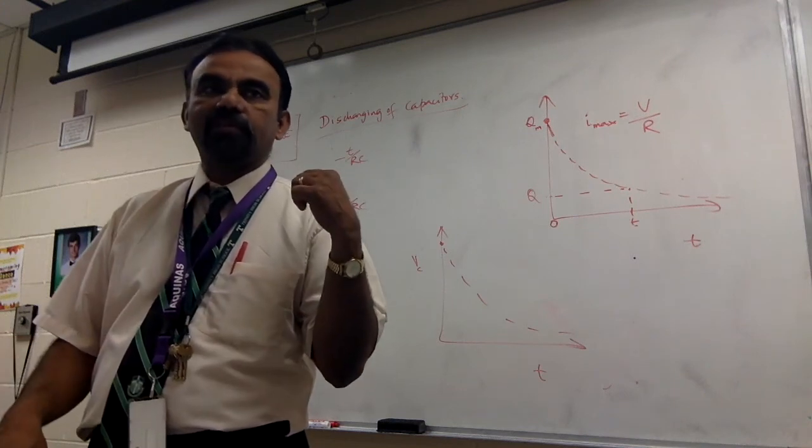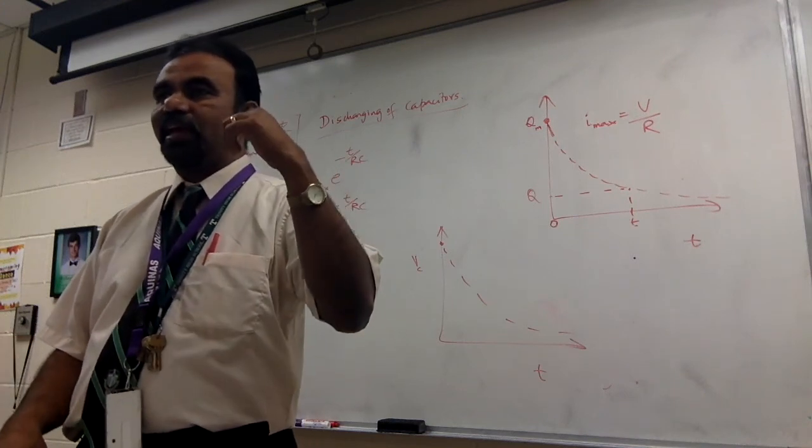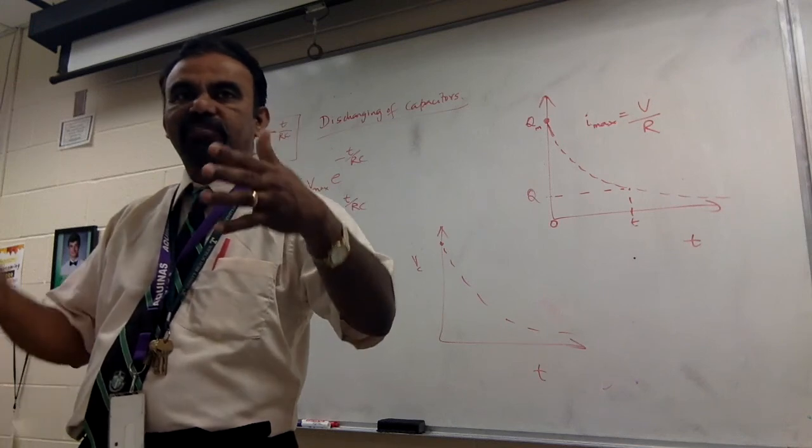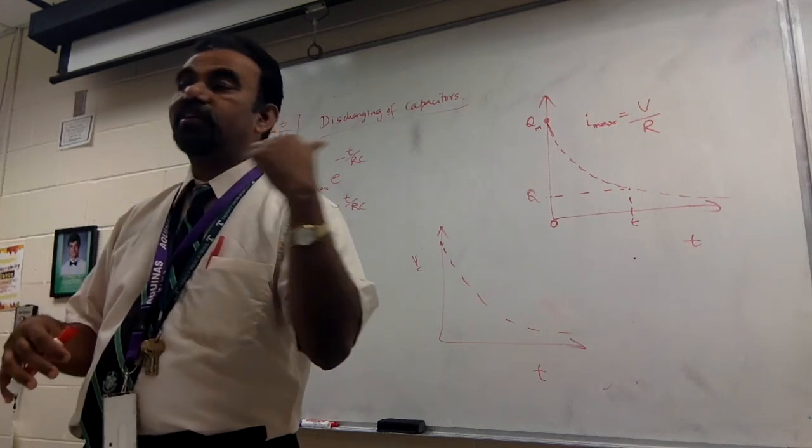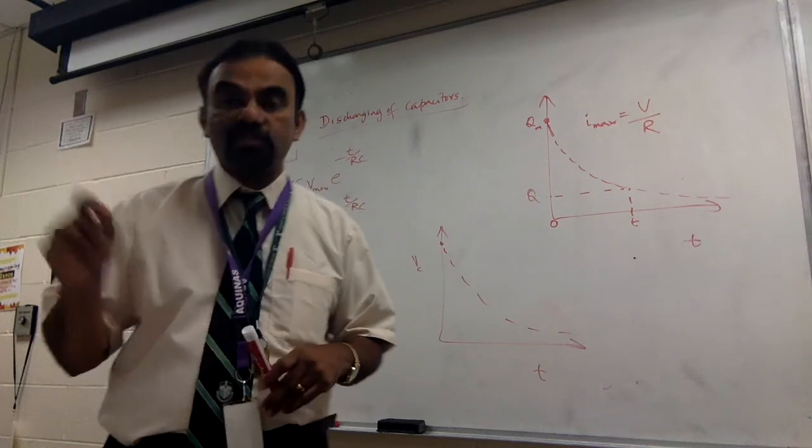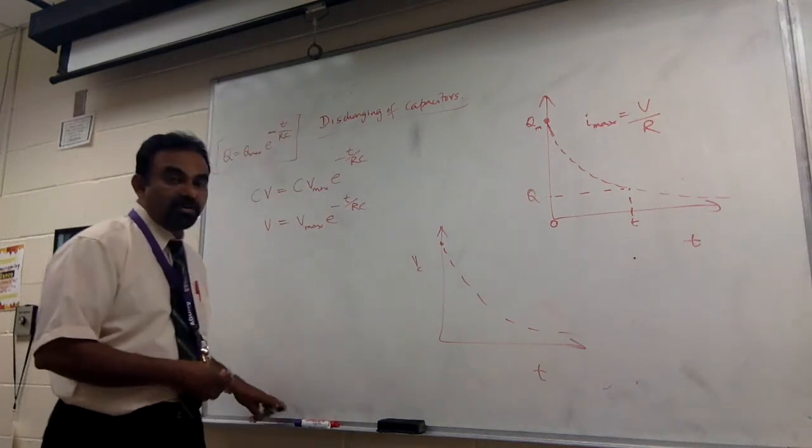Similar to that here, we don't define half-life or half-time. Instead, we define a different kind of time. It's called time constant. Write down the definition of time constant.